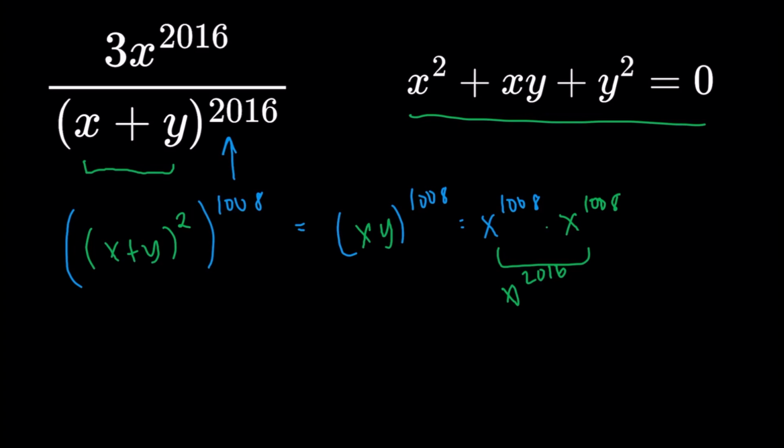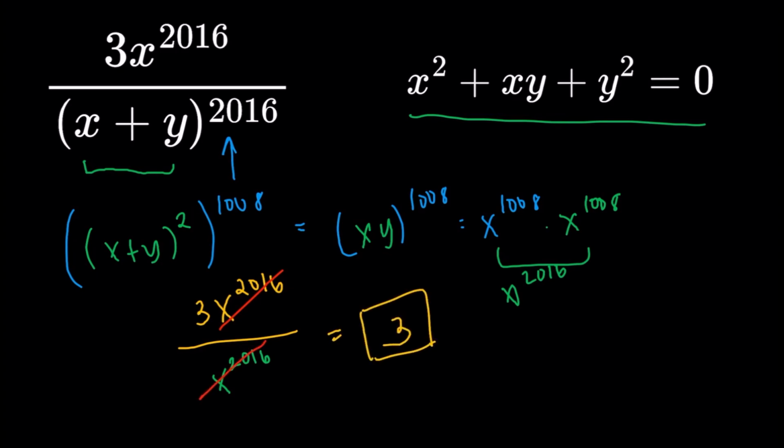So writing it down, we have 3x raised to 2016 in the numerator divided by x raised to 2016 in the denominator. We can cancel the x raised to 2016s, and that's going to give us the final answer of 3. So we didn't have to get x and y, but just through algebraic manipulation, based on what we know about some factoring and some properties of exponents, we were able to reach the final answer.